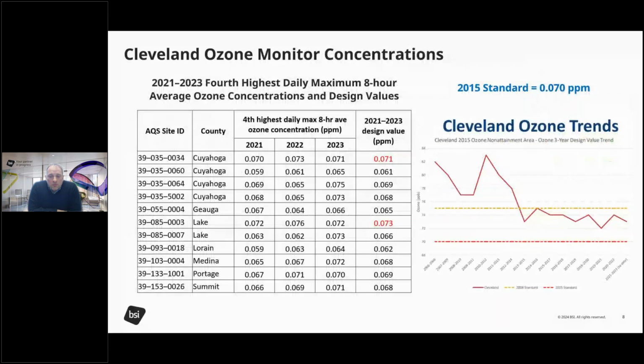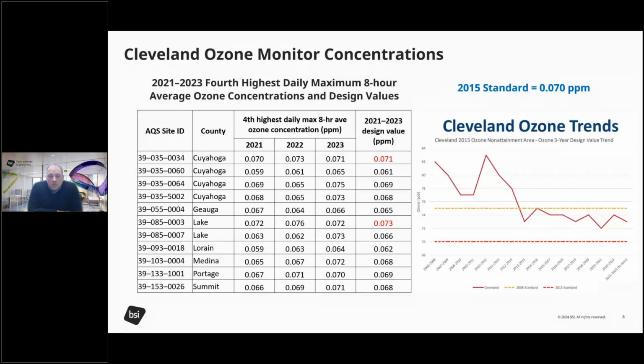So this slide, I just wanted to provide a table of the design values for each of the 11 ozone monitors in the Cleveland area. And as you can see, there are 2 stations with design values that exceeded the 2015 standard of 70 parts per billion. The other thing to note here is that there was somewhat of an increase for most of these stations between '22 and '23 compared to '21. So it'll be interesting to see what the '24 data looks like. There's a good possibility that there could be additional monitors that have design values that exceed the standard, or are at least getting pretty close.